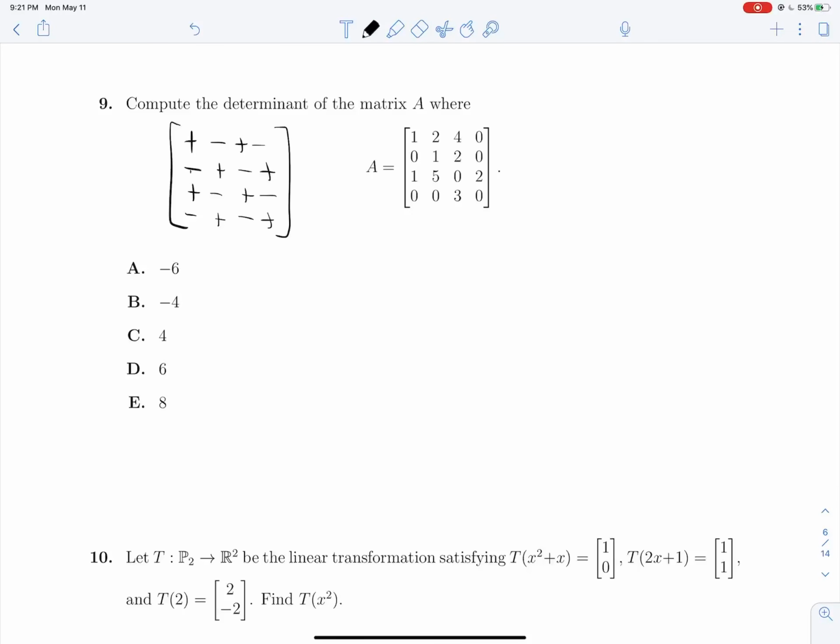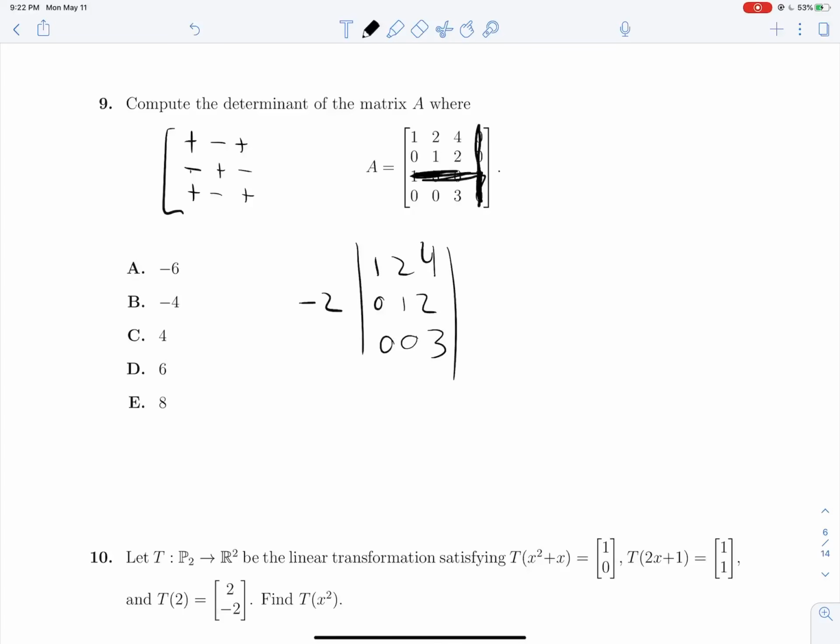So we can pull that out and then multiply it by the determinant of the matrix that we get by crossing out its row and column. So we're going to do that with this 2 here. That 2 will have a negative sign coming from that matrix. So we have negative 2 multiplied by a 3 by 3 determinant instead of a 4 by 4 determinant. That's 1, 2, 4, 0, 1, 2, 0, 0, 3. And I'll also shrink this guy. You'll see why in just a second.